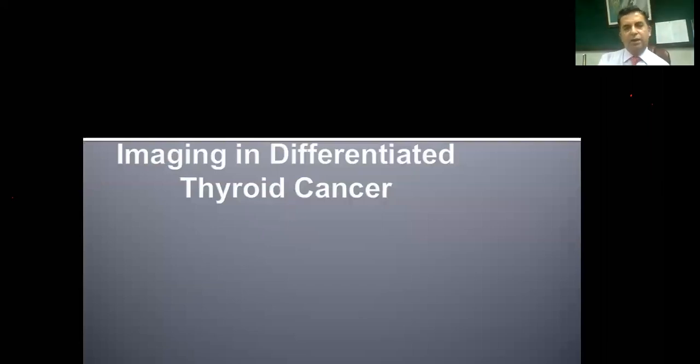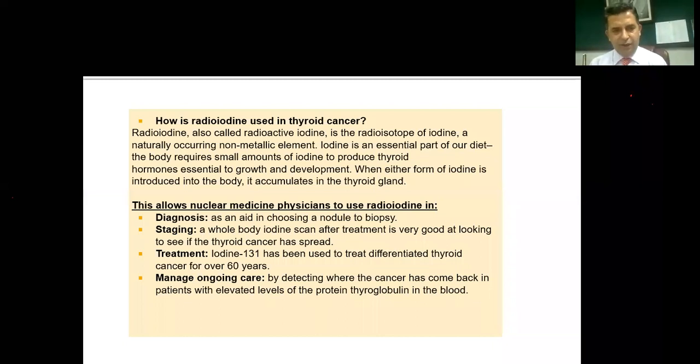Now, I'm coming to another brief topic, why and how we do imaging in differentiated thyroid cancer. As I told you, radioactive iodine, also known as radioiodine, we use the iodine isotope 131 for the treatment. Iodine is naturally occurring, and it's a metallic element, and is essential for our diet, and our body requires a small amount of iodine to produce thyroid hormones essential for growth and development. So the cancers of the thyroid sometimes retain their capacity to concentrate radioiodine.